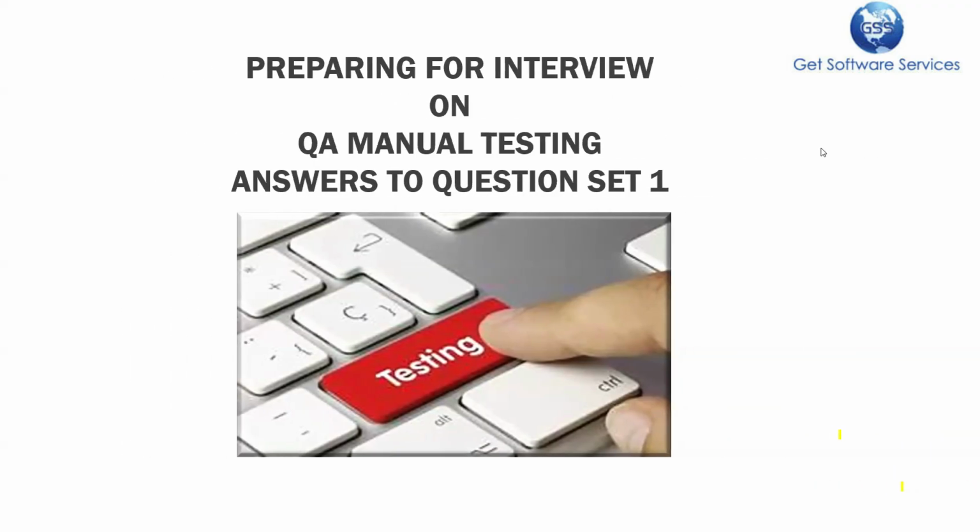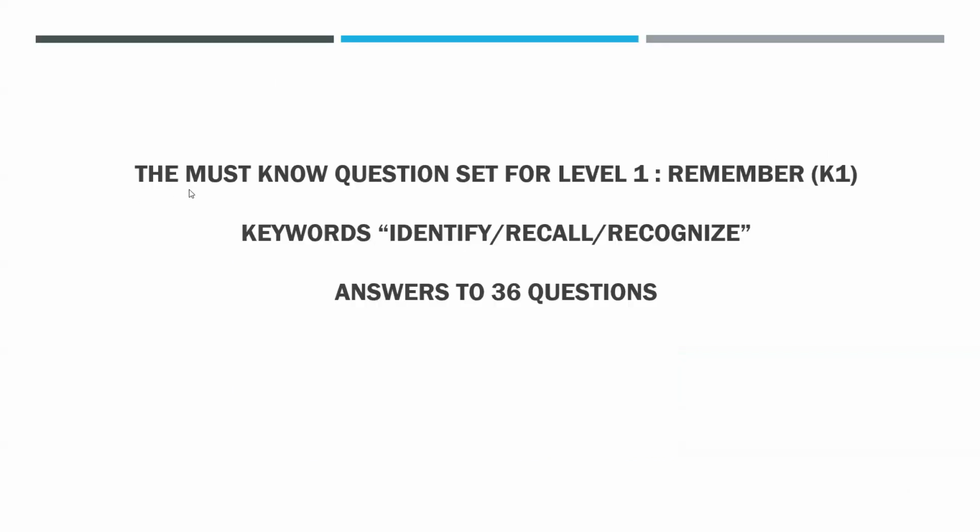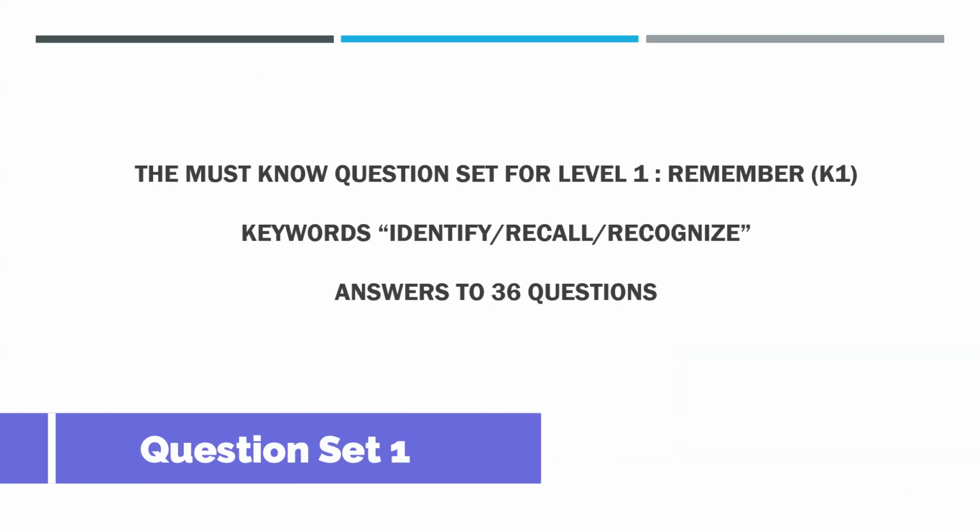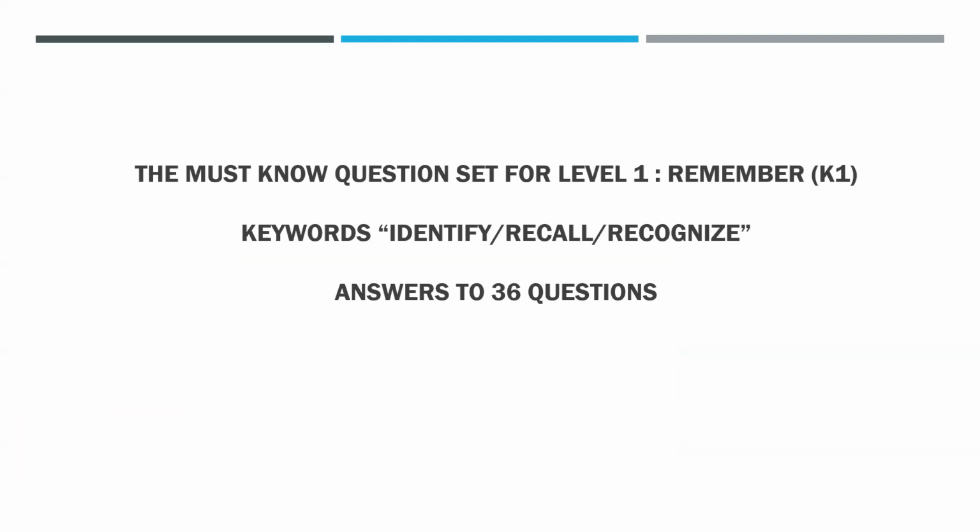Hi, this video is in continuation to our previous video on preparing for interview on QA manual testing and provides answers to the question set 1. We had presented the must-know question set for level 1, that is remember and recall type of questions with keywords like identify, recall, recognize. So here we present answers to those 36 questions.